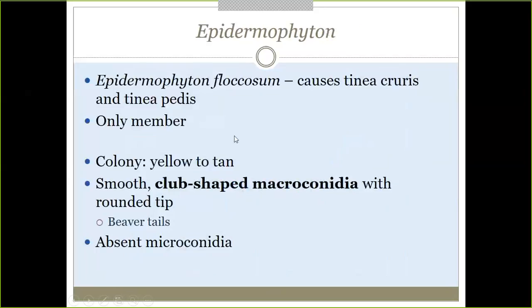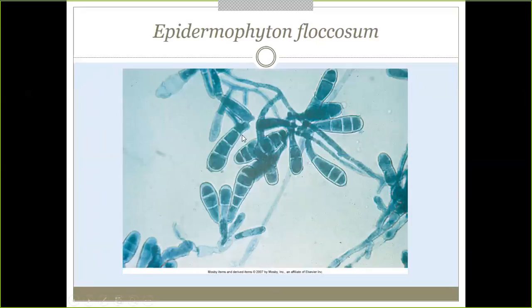All right. Epidermophyton, there's only one member. It's Epidermophyton floccosum, and it causes tinea cruris and tinea pedis. It has club-shaped macroconidia. A lot of times people call it beaver tails. You do need to remember Epidermophyton floccosum, and there is the club shape. So please know this image as well.